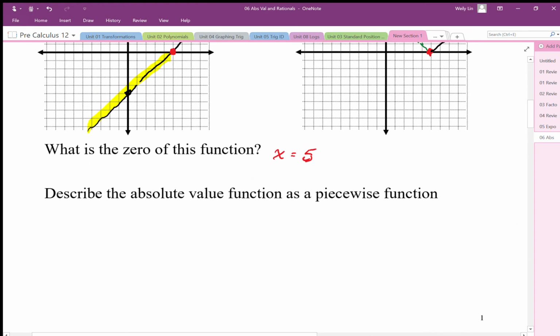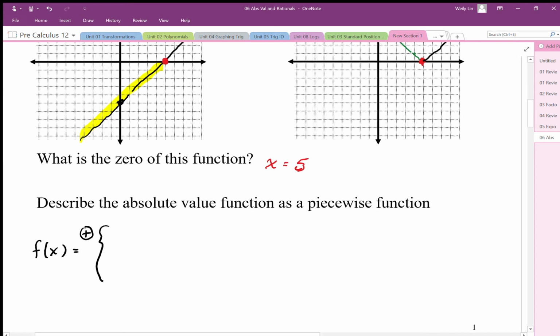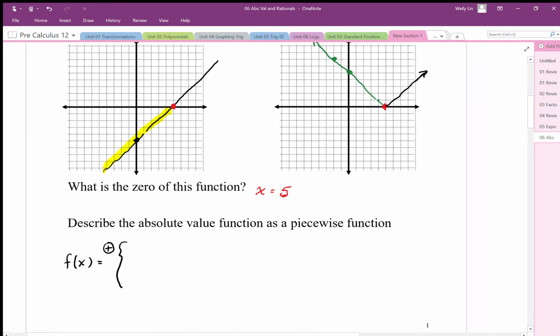And so we can describe absolute value as a piecewise function in this way. So there's two parts to this piecewise function. Okay, so I'm going to write my f of x. And the two parts of this piecewise function are going to be represented by when the graph is positive. Okay, you don't need to put the positive in there, but I just want to make sure that we can see where the graph is positive. The graph is going to be positive in a certain domain.